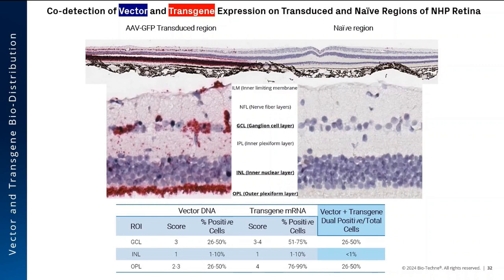In this case, we use a semi-quantitative scoring approach to provide the client with the vector and the transgene percent positive cells for each region of interest. Although I'm only showing data for 3 layers of the retina that were scored, you can generate data for any number of layers that you want to visualize and compare. Dual positivity for vector and transgene were also provided.